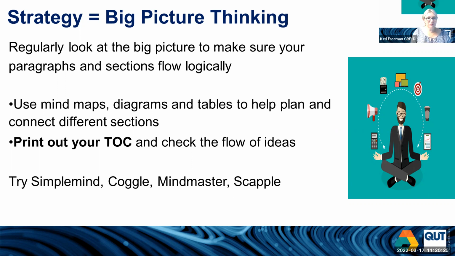So again, mind maps, diagrams, and tables can help. You could make your annotated bibliography like a table. That could be helpful, especially if you've got different fields of study that you want to bring together. Big picture thinking, really important. Print out your table of contents, check that flow, like the examples that we looked at. That can be a good strategy.